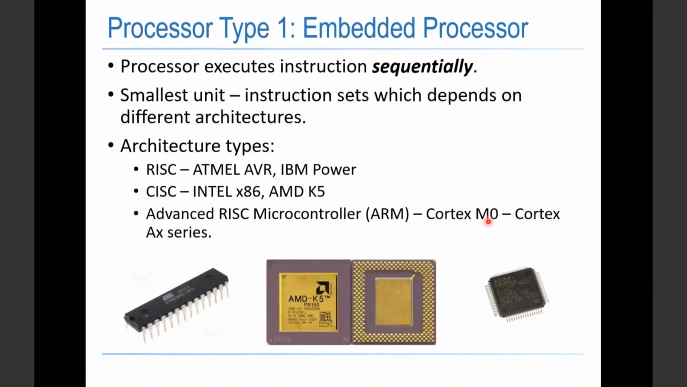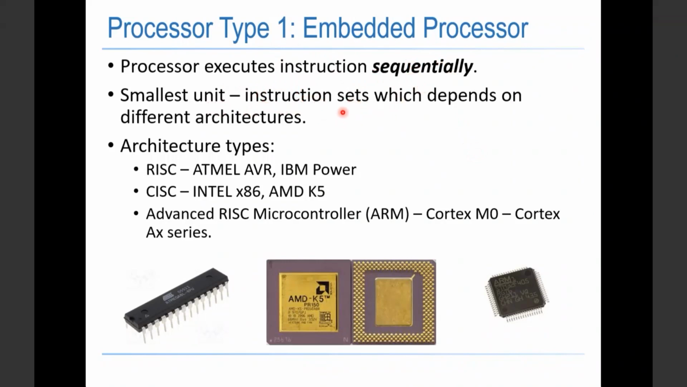So there are a few processor types available in the market. One of them we call embedded processors. This embedded processor is a microprocessor that is designed especially for coping with the needs of an embedded gadget. It will execute the instructions sequentially. It has a small unit and an instruction set which depends on the different architecture.